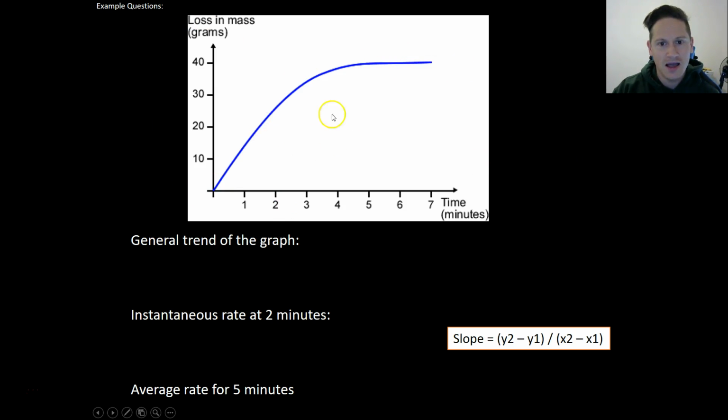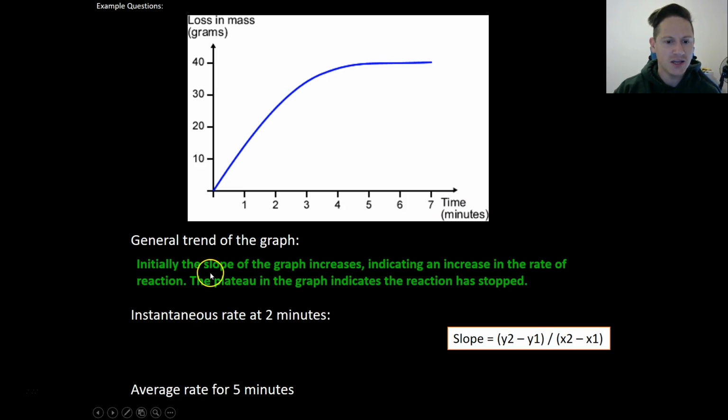So here's a more simple graph. We've got the same kind of curve: a steep slope at the beginning, and then it's flattening out as the reaction goes to completion. Here we've got a loss in mass in grams, and we've got time in minutes. So what's the general trend of this graph? What is this graph showing us? Have a think.